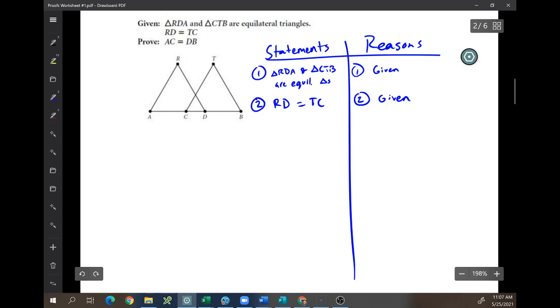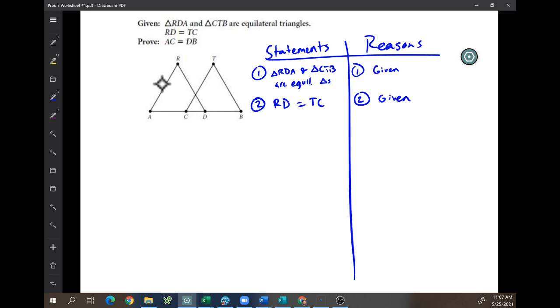So what do I know from that? So again, before I write my proof, I'm going to plan out using the picture. And I want to get AC congruent to DB. So that's my goal, is that AC would be congruent to DB.